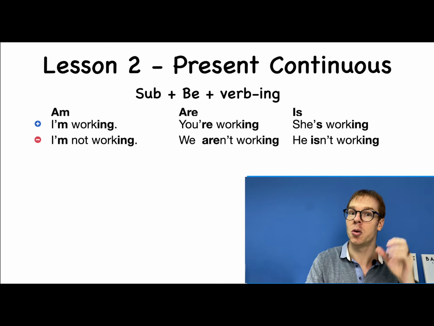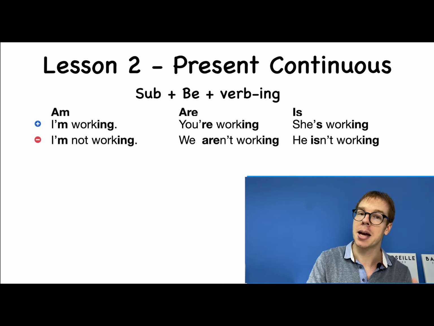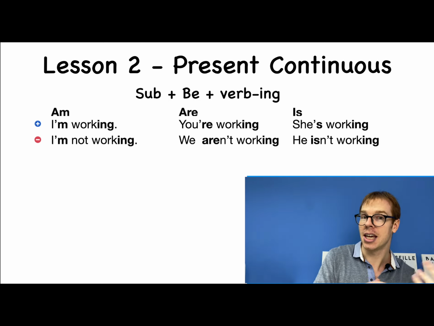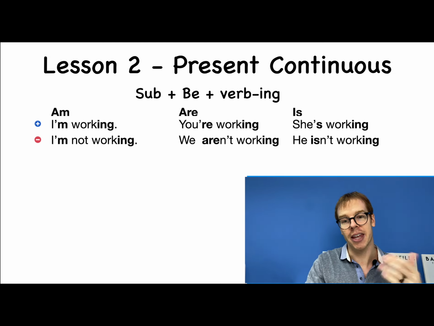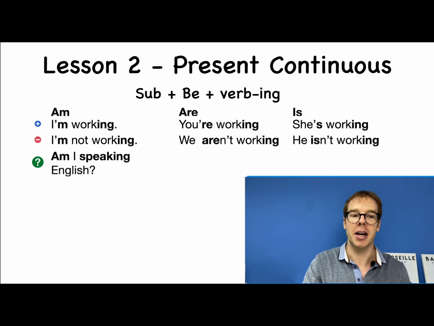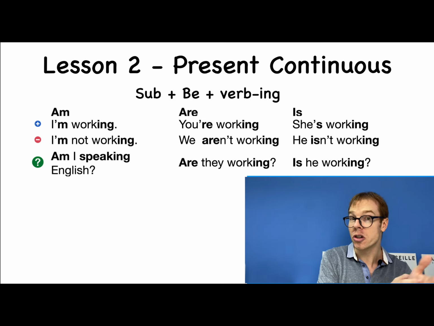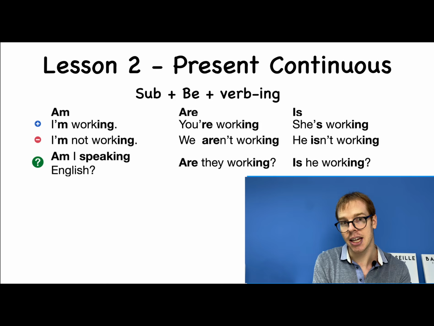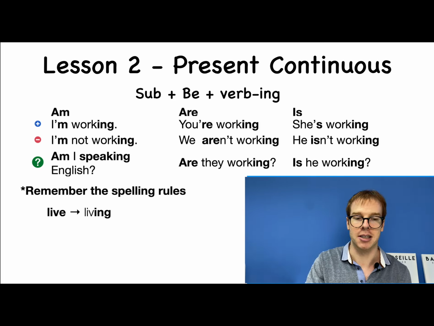If we change to negative, we're going to add the not, right? I'm not. You aren't. We aren't. He, she, it isn't, okay? So make sure we add that for the negative. And then for my questions, we're going to say am. Am I? Are you? Are they? Is he? Again, the same pattern, right? Is he working? Are you working? Are they working? Same pattern for this present continuous.